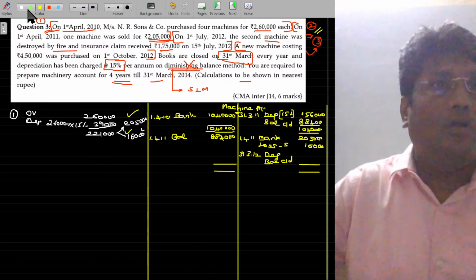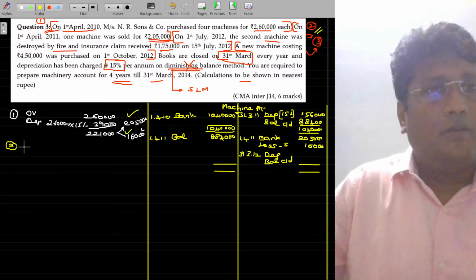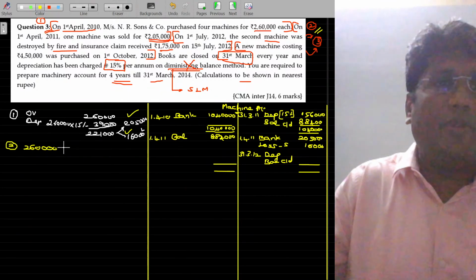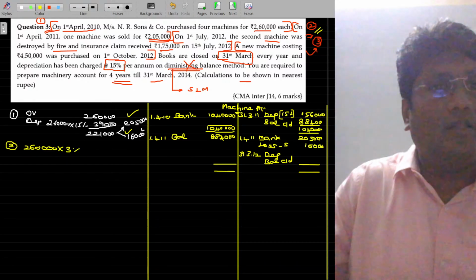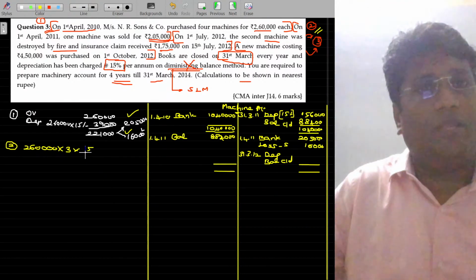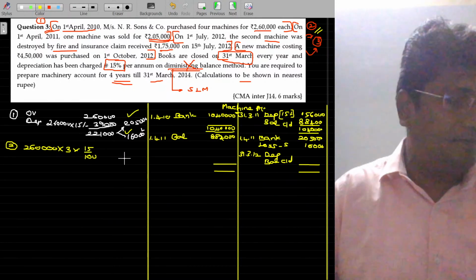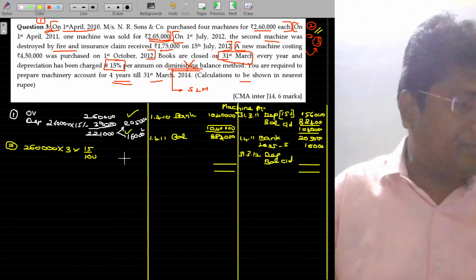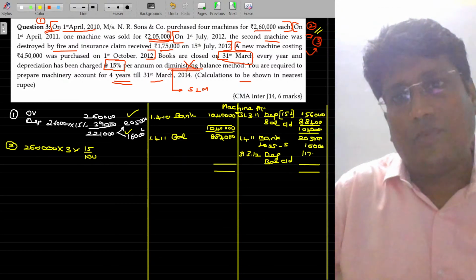Now, I'm going to calculate the depreciation here. Depreciation for that year: 2,60,000 is the original value of one asset. Remaining assets we have as on this date are only 3 assets. For the 3 assets, the rate of depreciation is 15% under the SLM method. So on that original value we have to calculate: 260 into 3 into 0.15, 15%. 1,17,000 will be the depreciation.